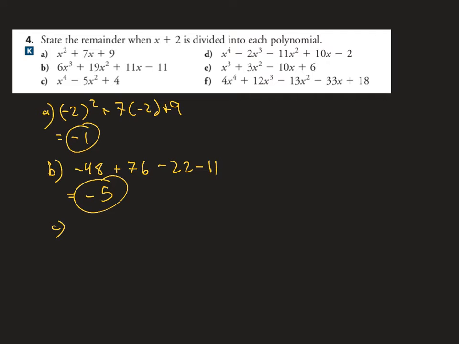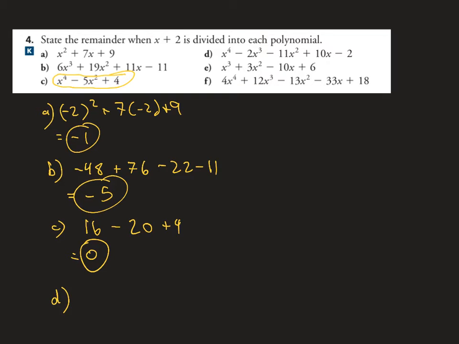C, -2 to the power of 4, 16, minus 5 times -20, plus 4. Oh, that's going to be 0. This one's actually a factor, no remainder. So one of the factors of this guy is x plus 2.